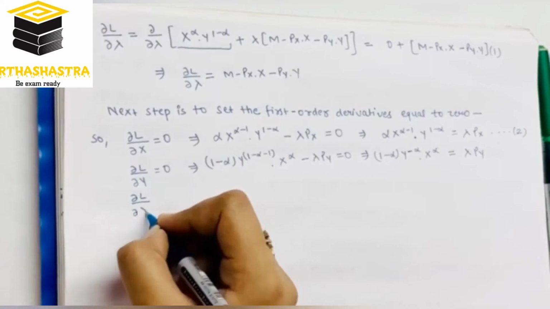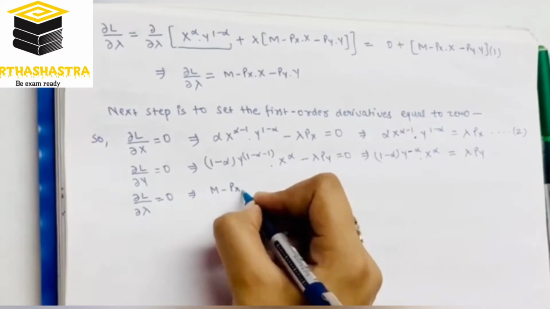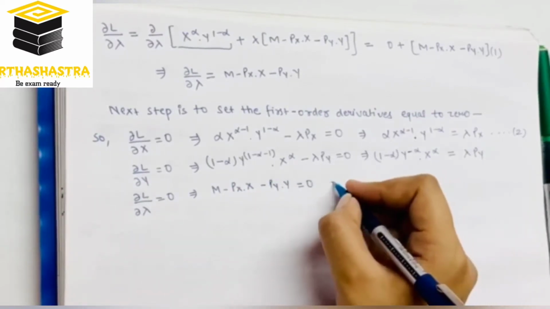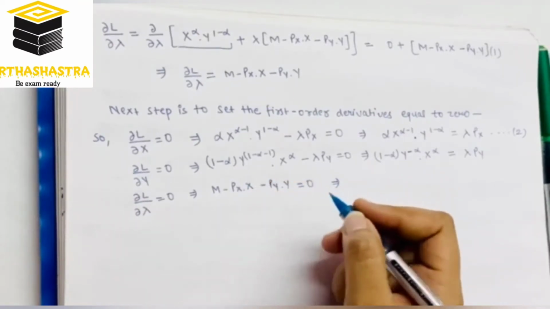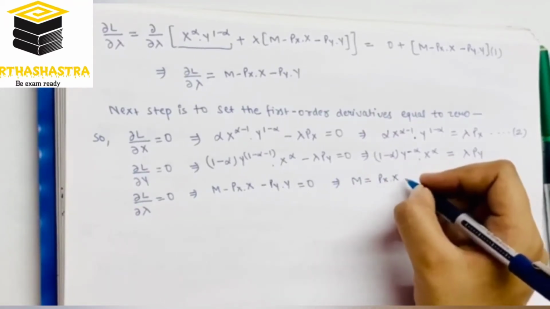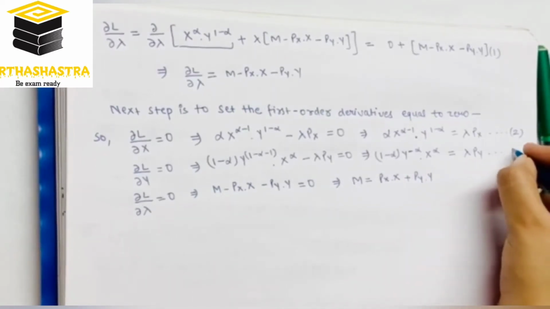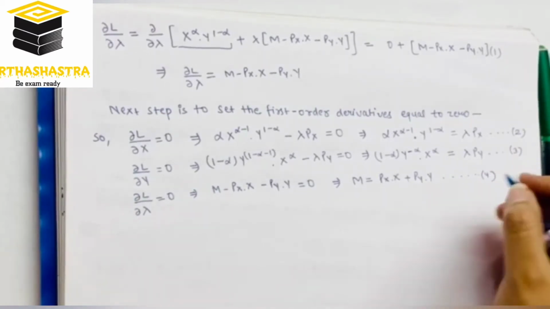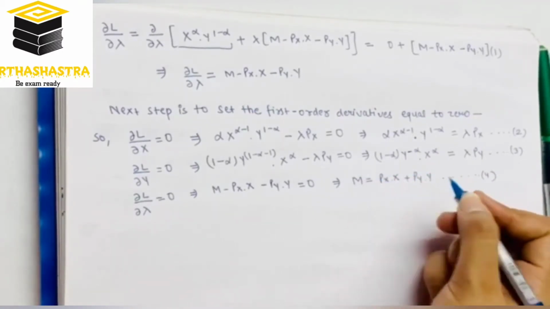Del L by del lambda equals to 0 will give us m minus px times x minus py times y equals to 0. Taking these two negative terms to the RHS, we will get m equals px times x plus py times y. We term it as equation 3 and this as equation 4. You can note that this is our equation of budget line.